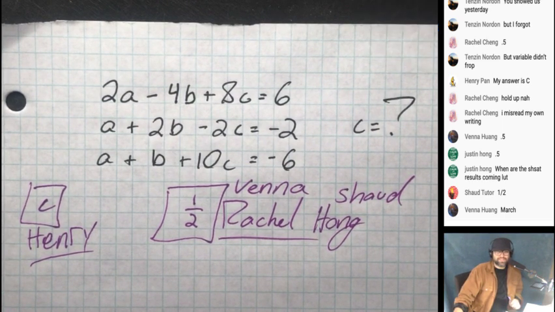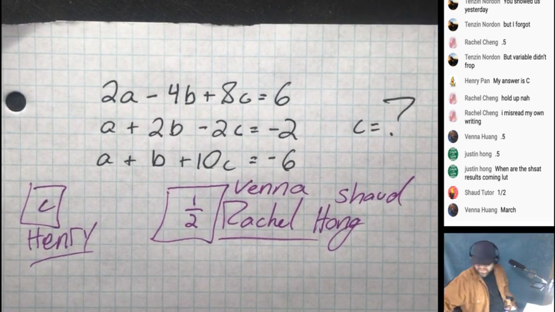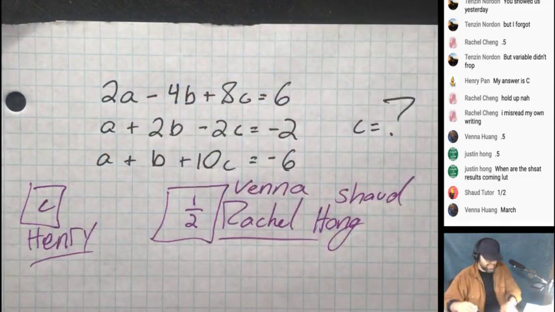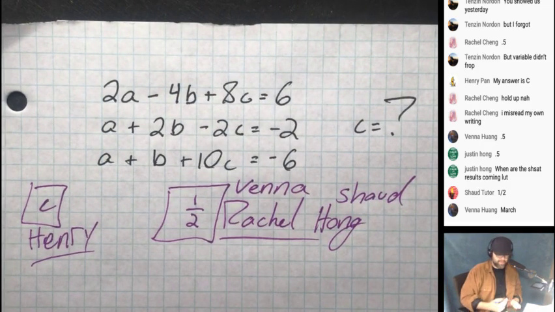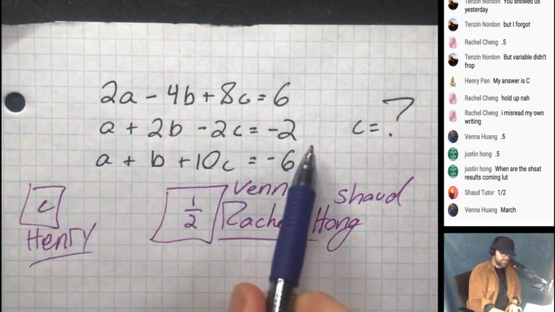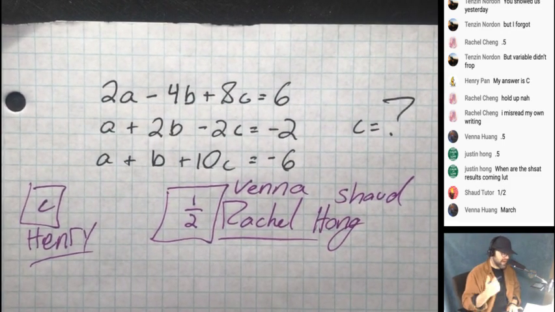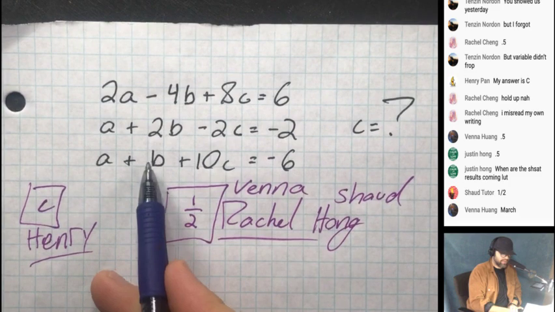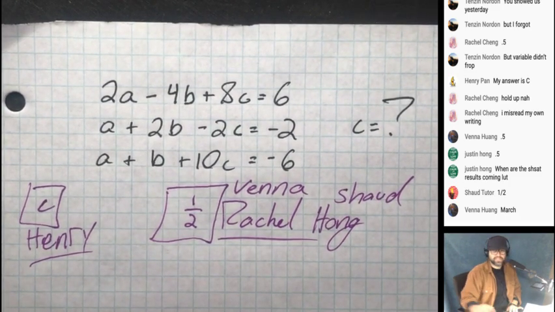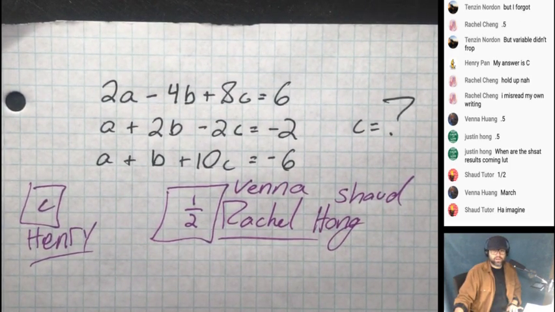Okay, so let's go through this. Let's talk about how this one goes down. Blue pen? Yeah, I'm thinking it's going to be a blue pen. So we need to manipulate these equations to get some of the variables to drop out. Ideally, we want to get this A to drop out, and the B to drop out would be a nice addition as well. So we're going to go ahead and try to do that.